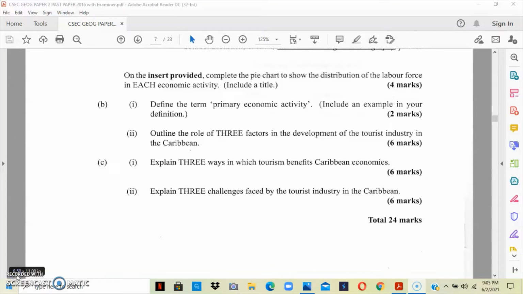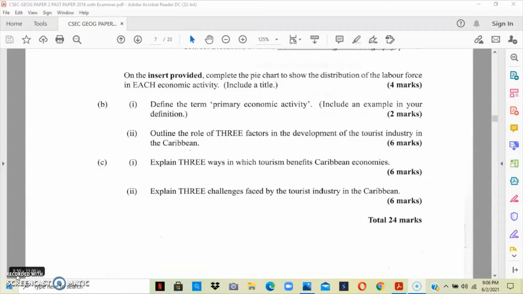Another factor is climate. Now remember that in the Caribbean we experience a warm tropical climate with the temperatures averaging 28 degrees Celsius throughout the year. Thus, persons in the colder regions tend to come to the Caribbean as an escape route to escape the harsh winter conditions. Remember our physical features, our sun and the sea, right? So the sun aids in the tropical marine climate that we have, giving us that warm temperature all year round.